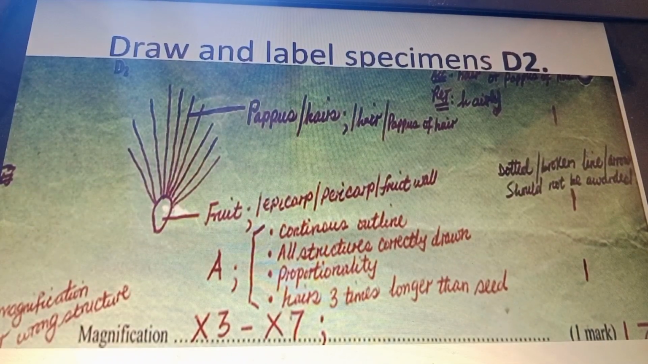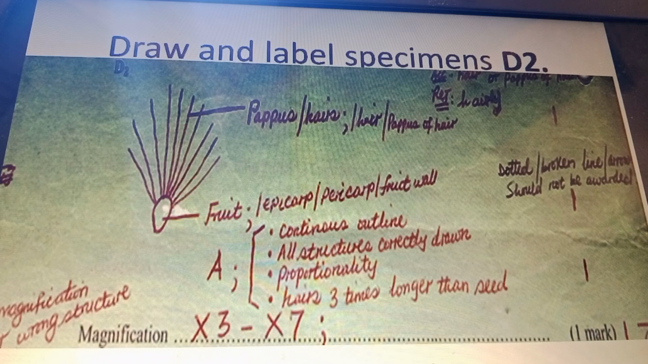Draw and label specimen D2. For D2, the labels are papules or hairs, hair or papules of hair. You can put that, but you should reject hairy. Accept hair or papules of hair. All right.